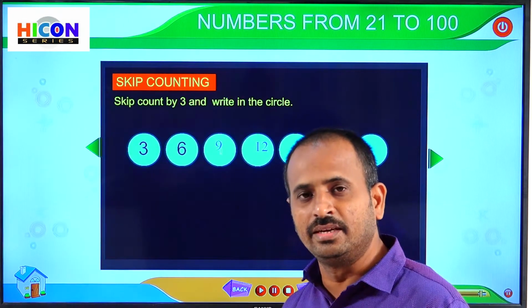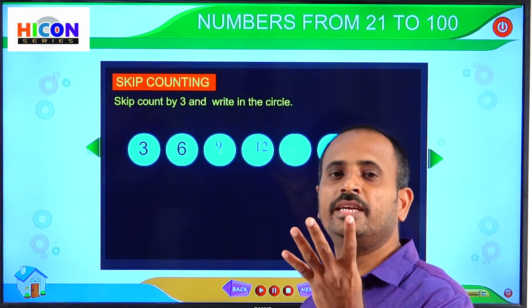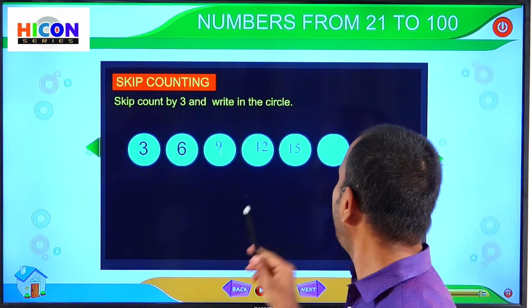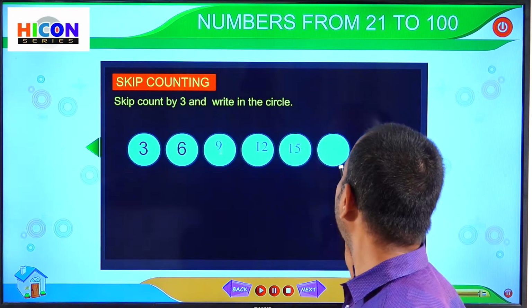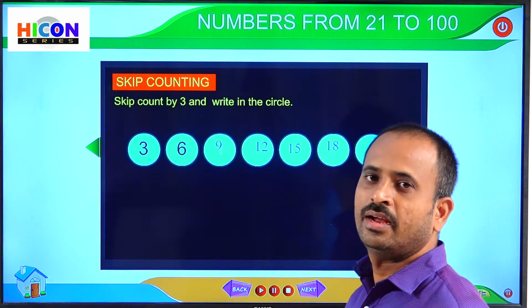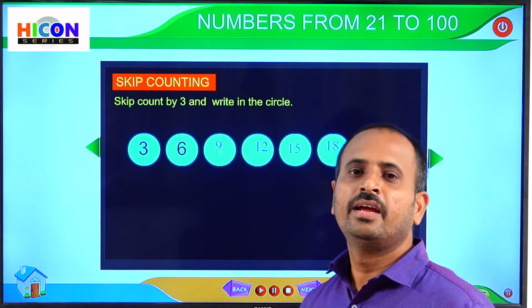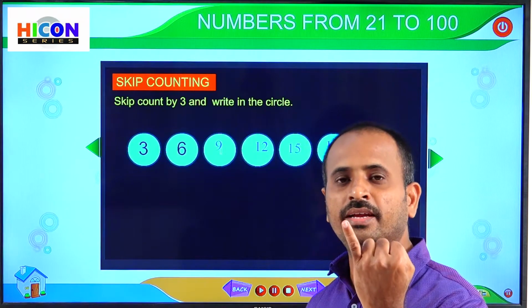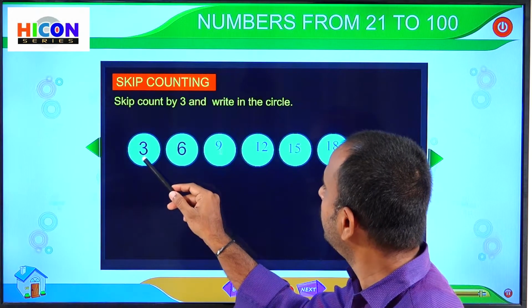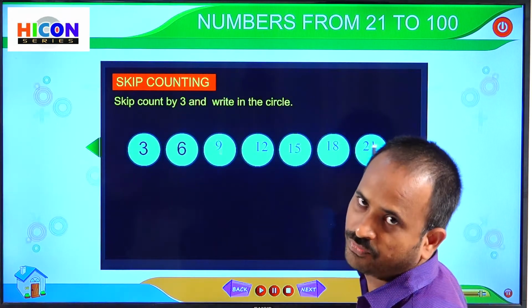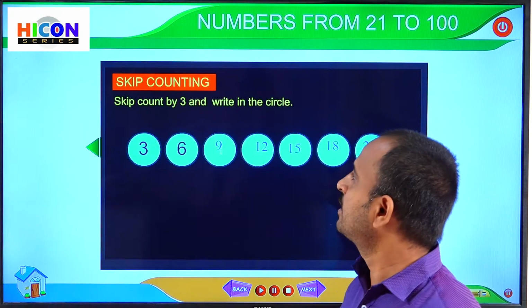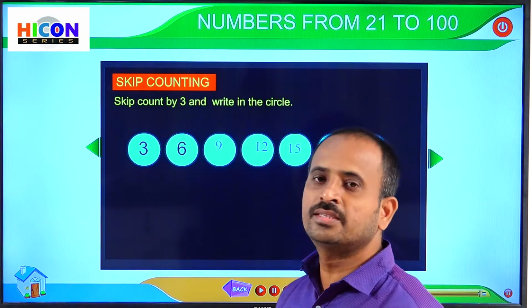Again add 3 to 12. After 12: 13, 14, 15. So write 15 here. Again add 3 to 15. After 15: 16, 17, 18. So write 18 here. Again add 3 to 18. After 18: 19, 20, 21. So 21. Children, in this way we can skip count by 3 and write any number of numbers. This is an example for skip counting. Let us see some more examples on skip counting.